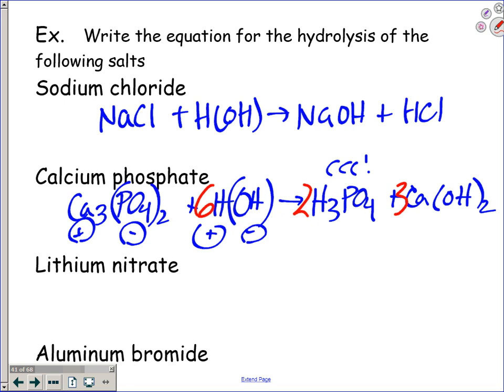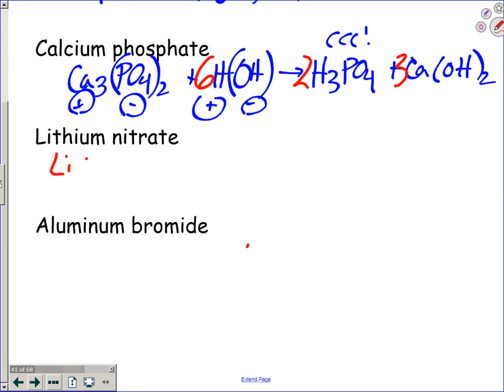All right, lithium nitrate. Chant with me. Li, NO3. That's a 1 and a 1 charge. Nothing changes here. I'm just going to put parentheses so it makes it very clear. Li is its own thing. Nitrate is its own thing. Add to what?